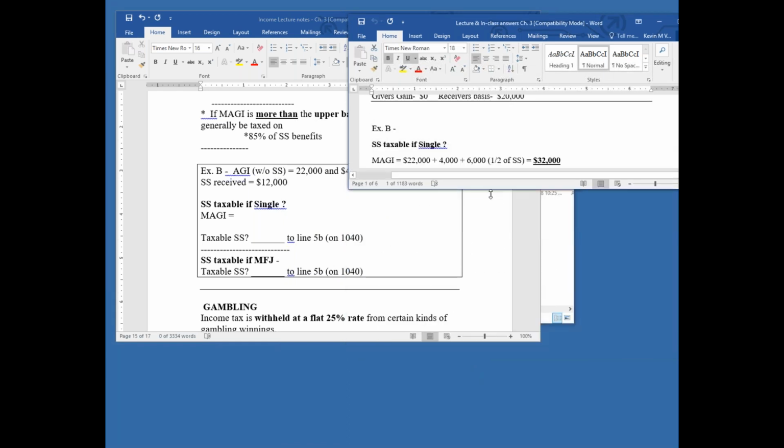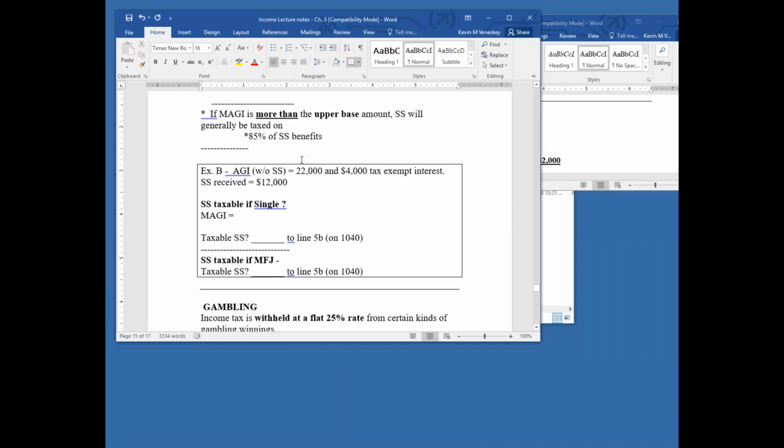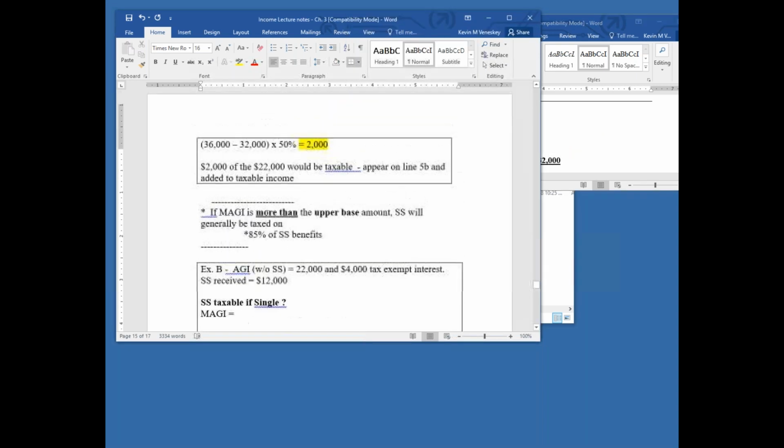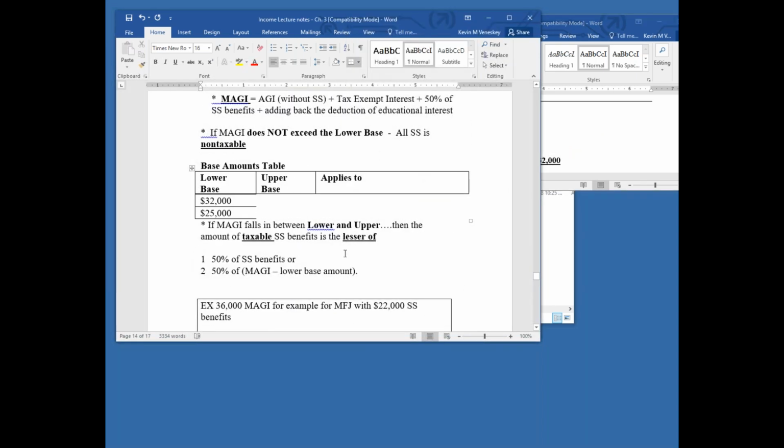Okay, so for my example here, our MAGI, we don't just use the 22,000. We have to take 22 plus the 4 added back, and then add in half of the Social Security. So we got 26 plus 6 is 32. That's my base number. If we're single at 32, notice we're in between. So we're going to have to do this formula.